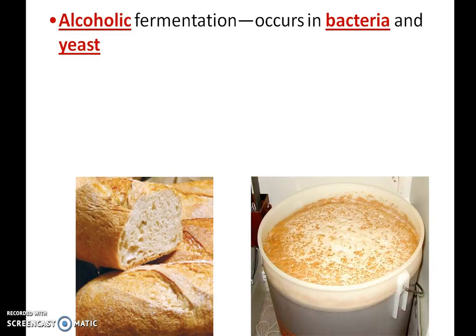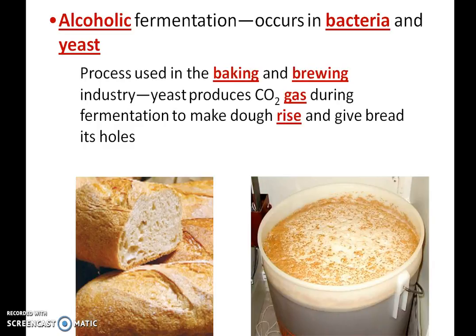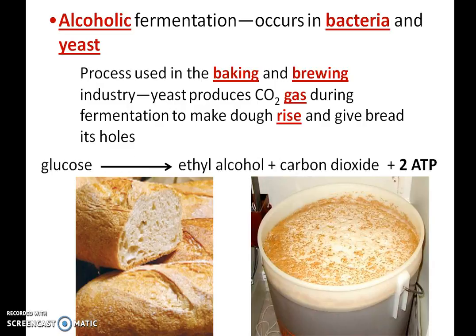Alcoholic fermentation occurs in bacteria and yeast. It is a process used in the baking and brewing industry. Yeast produces carbon dioxide gas during fermentation to make dough rise and give bread its holes. So, glucose in anaerobic respiration gives you ethyl alcohol plus carbon dioxide plus 2 ATP.